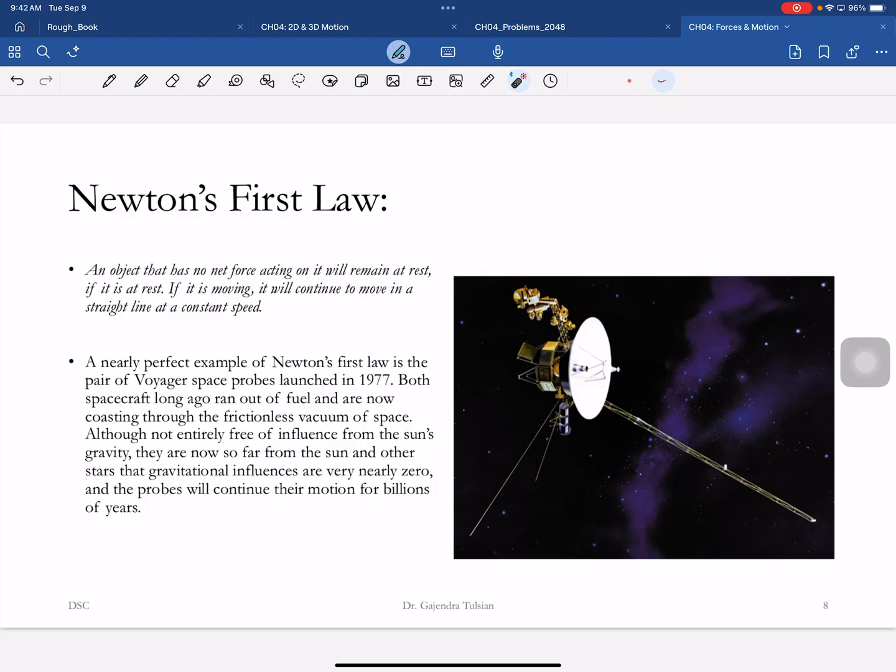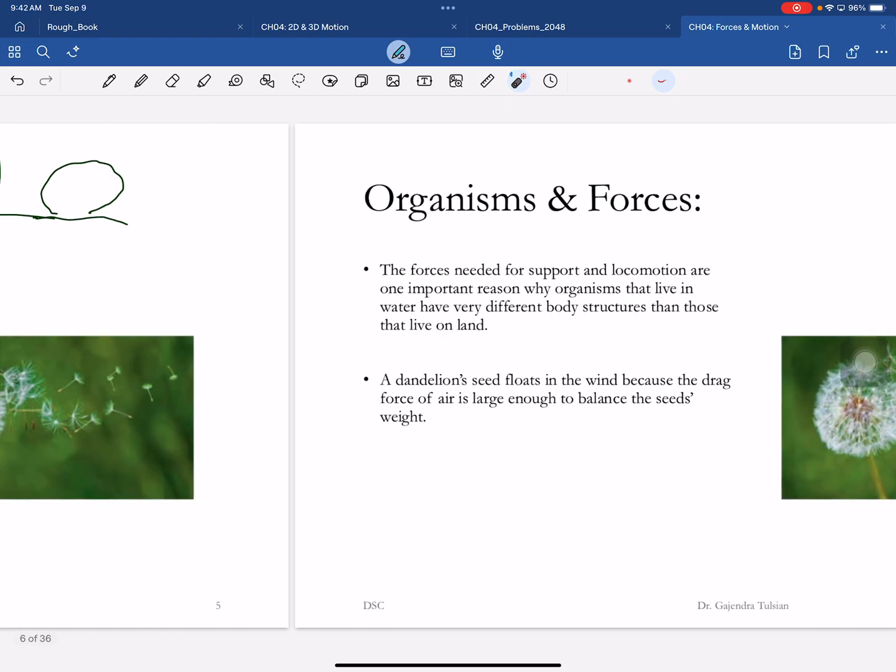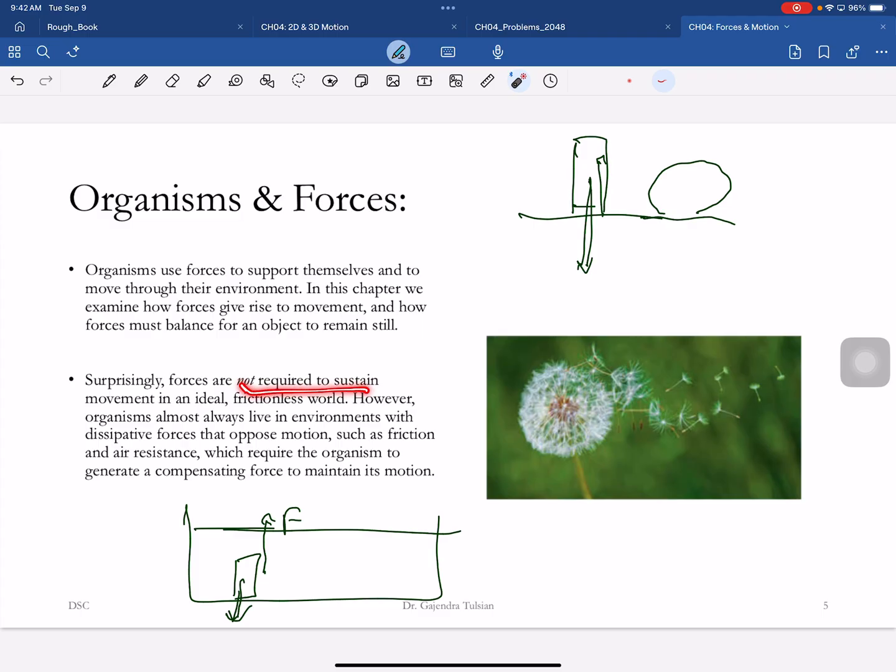So that's Newton's first law. Newton's first law says an object that has no net force acting on it will remain at rest if it was at rest. Or if it's moving, it will continue to move in a straight line at constant speed forever, till another force comes and acts on it. So no forces are required to sustain motion.